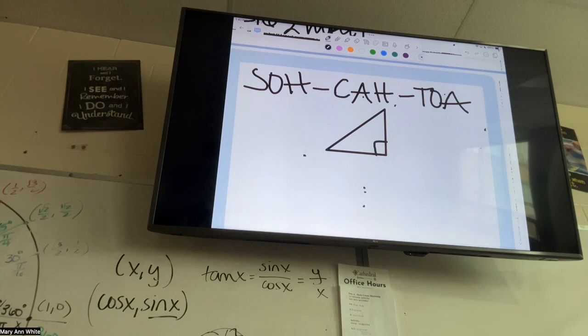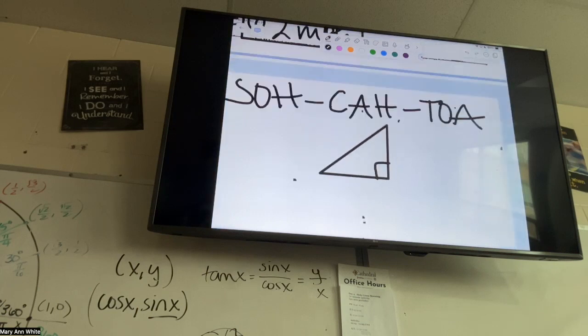I'm gonna use a theta as my angle. I introduced it yesterday, and I'm just gonna keep using theta. If you like using X, that is fine too, but I'm gonna put a theta in here. That's the angle that I'm looking from this corner. And from then, we're gonna label our opposite, adjacent, and hypotenuse side.